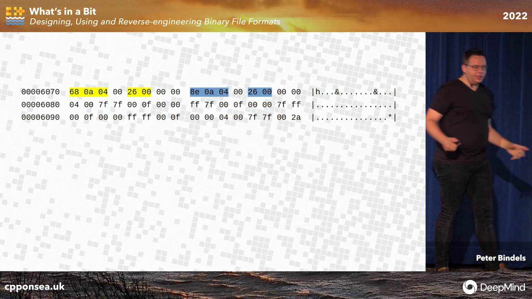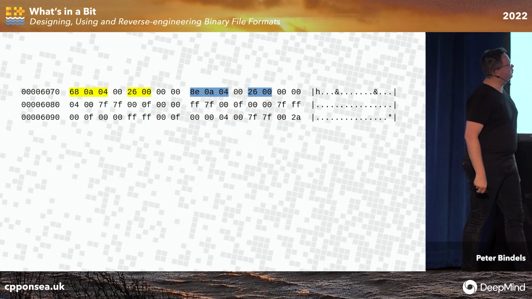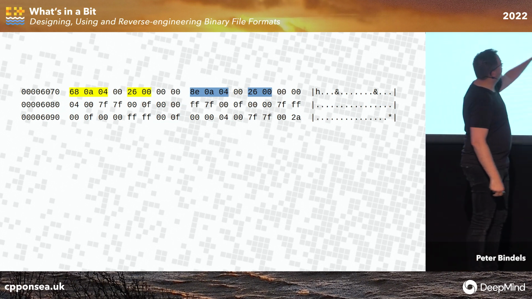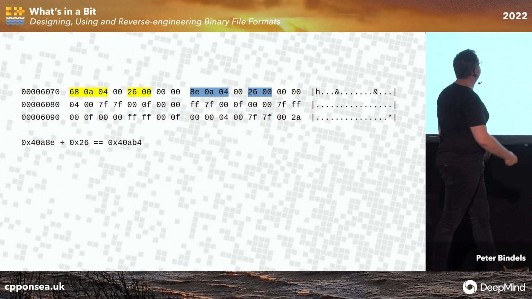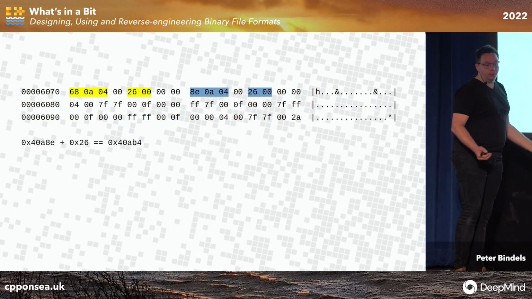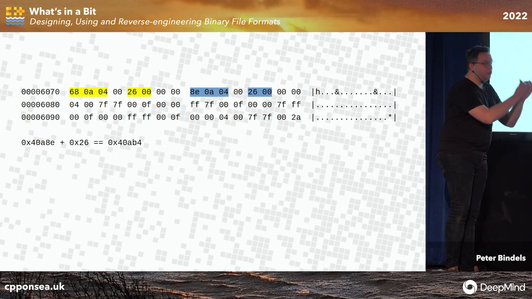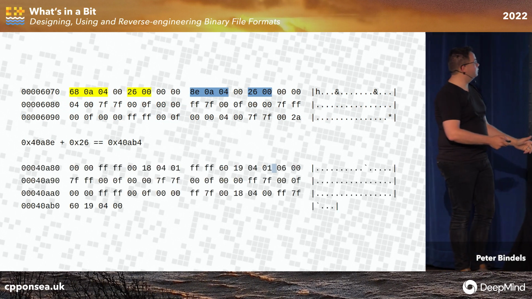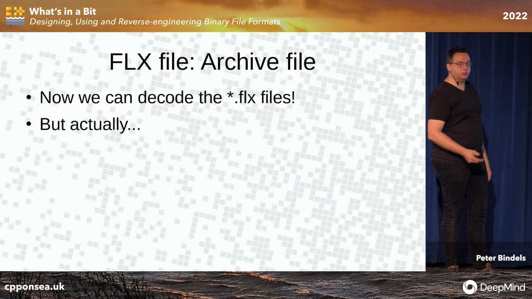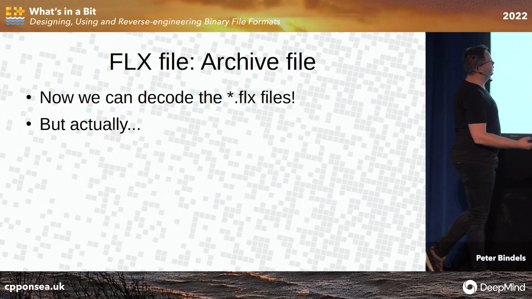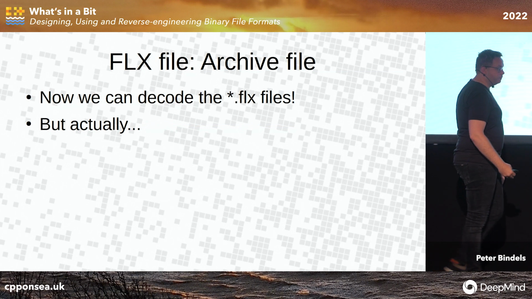So what happens with the actual entries? Maybe it's an offset and a size. So let's look at the last one and see if that helps. It's 40A80 plus 26 is 40AB4. And if we're right, that's the end of the file. And we're right. Hey, so we found a thing. We call this an FLX file. It's an archive file, and we can decode these.